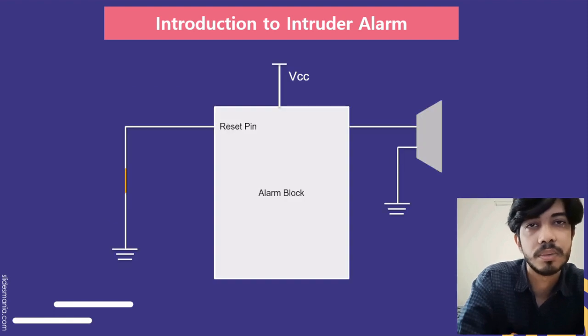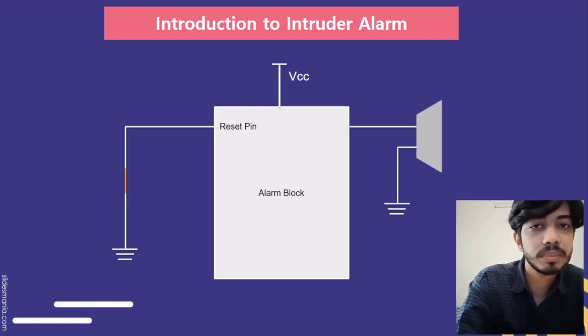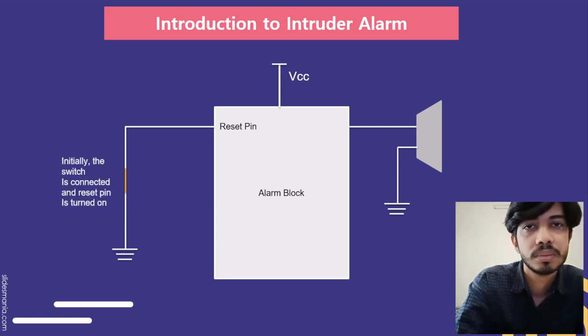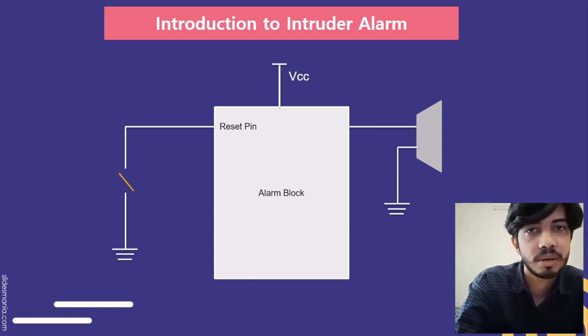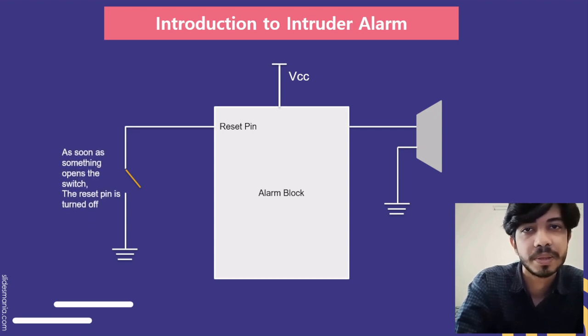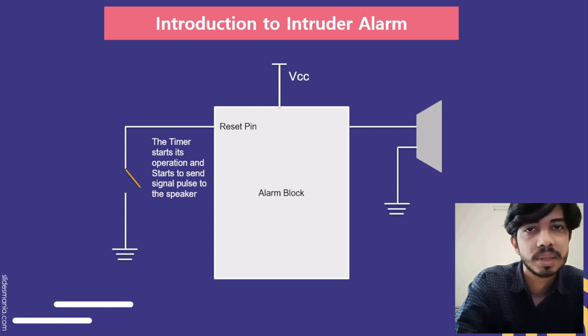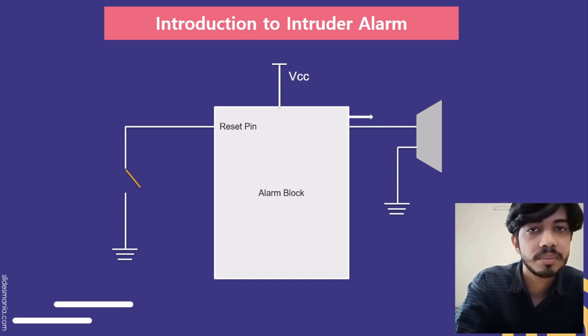Here is a basic working diagram of our alarm system. Initially, the switch is connected and the reset is turned on, so the alarm is off. But when an intruder triggers the alarm, the reset will be open from the ground. Thus, the timer starts its operation and starts to send signal pulses to the speaker. As in astable mode, we know that the output of the 555 timer will send pulses. So pulses are sent to the speaker and the speaker receives the signal and starts making sounds.